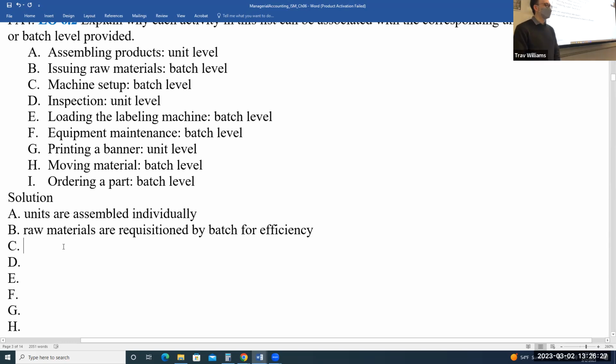Okay, what about machine setups? You set up a machine every time you make a product or for a whole batch of products. So typically it would be for a batch of products. And again, it's just more efficient, right? You set up your machine and then you just make, whether it's a small batch or a large batch, you process it all. Because if after every unit you have to reset up your machines, that's going to be time consuming, right?